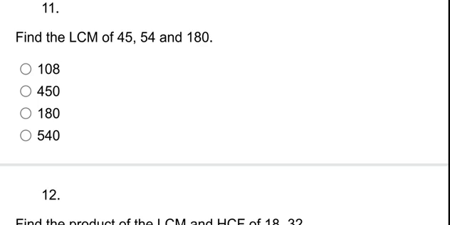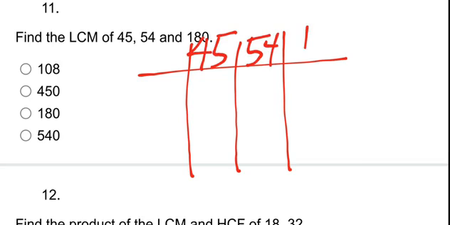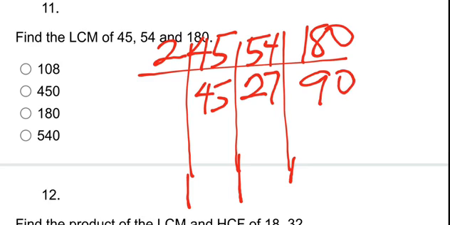For question 11 now, find the LCM of 45, 54, and 180. So for this case, let's work it out using the shortcut method, since what we are doing is objective. So we have 45, we have 54, we have 180. What we are going to do is use the numbers that can go. Let's start with 2. 2 can go into 54, that is 27. 2 can go into 180, that is 90.